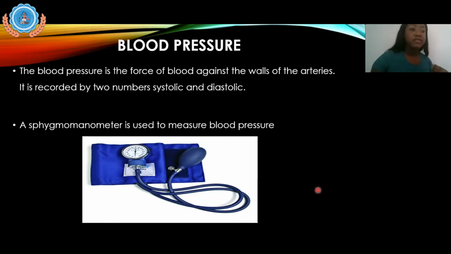And a sphygmomanometer is used to measure blood pressure. That's the cuff that you see when you go to the clinic, when you're in triage, that they put around your arm and they manually pump. Or some clinics and hospitals have the digital one where they just put it on, press the button, bam, your blood pressure shows up.